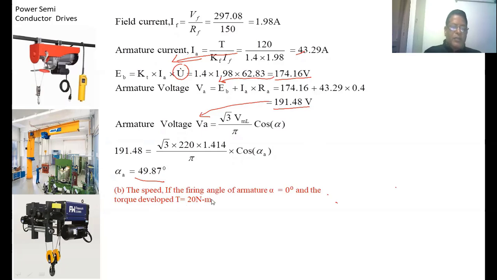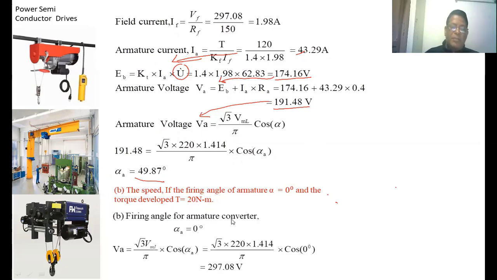Next, the speed if the firing angle of armature alpha equal to 0 and the torque developed is T equal to 20 Newton meter. The firing angle of the armature converter equal to 0, again you have to use the same formula root 3 VML by pi cos alpha. In place of alpha A, substitute this value. So substitute all the values, we are getting 297.08 volts.